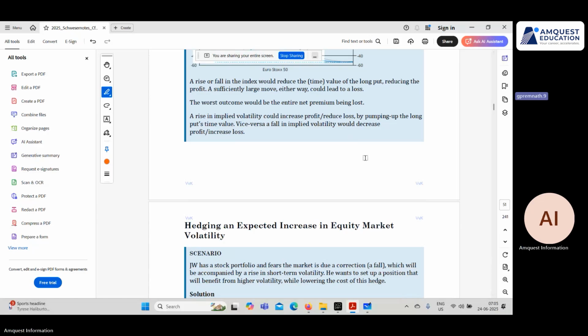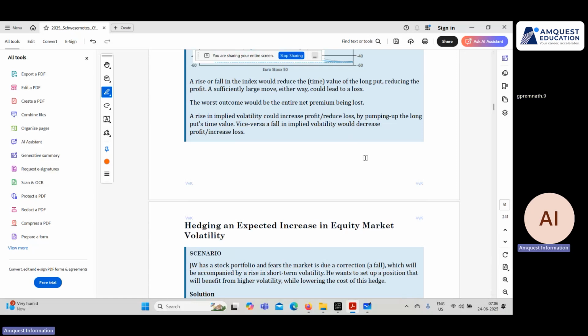Hedging an expected increase in equity market volatility. JW has a stock portfolio and fears the market is due a correction, which will be accompanied by a rise in short-term volatility. He wants to set up a position that will benefit from higher volatility while lowering the cost of this hedge. So if he's trying to play volatility, then he's effectively trying to play for a straddle, while lowering the cost of this hedge.